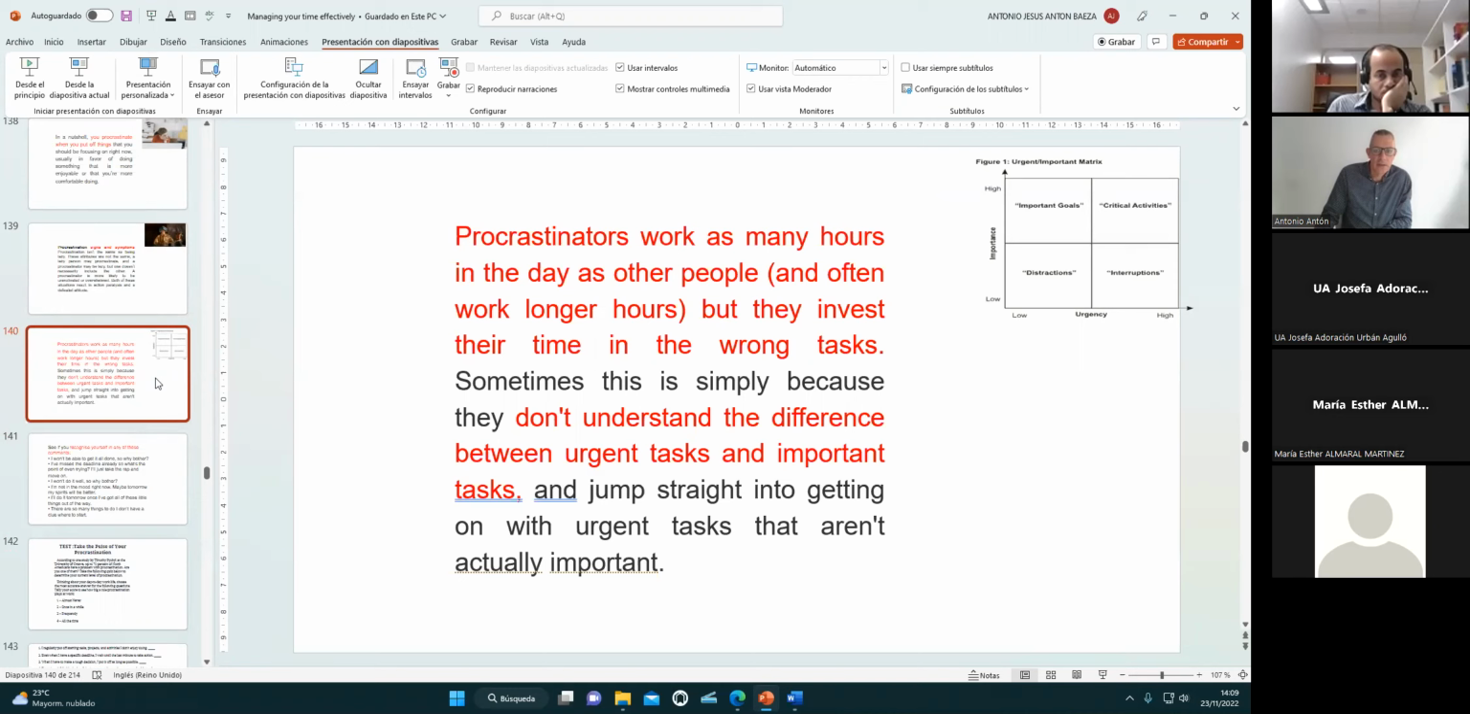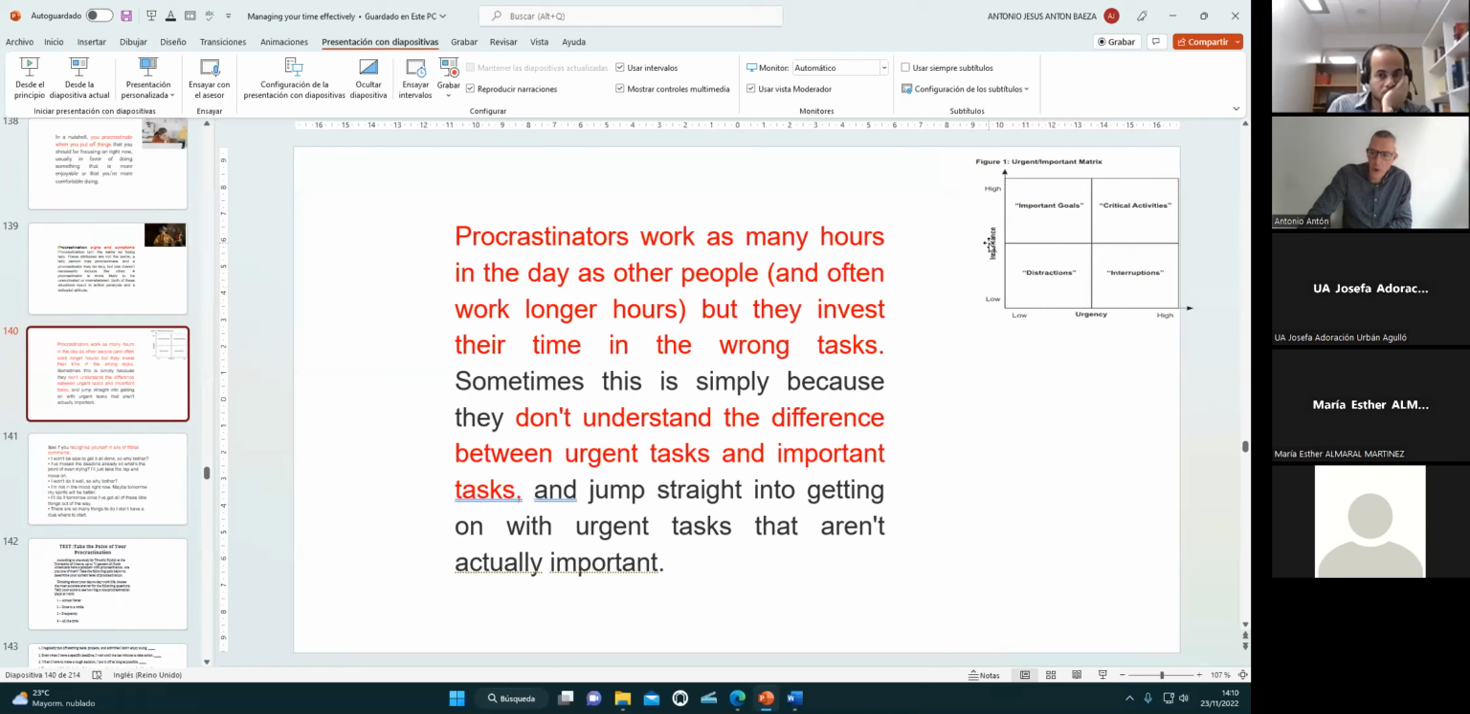Procrastinators work as many hours in the day and invest a lot of time. As I said before, they are not people that focus on lazy activities. The point is that they invest a long time in the wrong task, in terms of the urgent-important matrix: low urgency and low importance. They are distractions. So procrastinators are focusing on these areas.